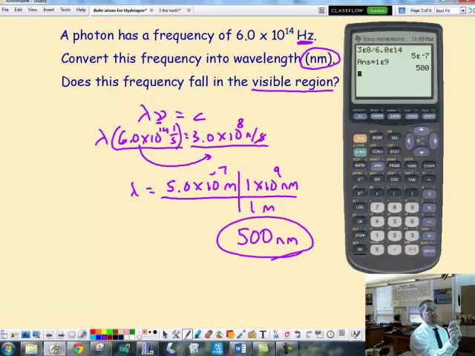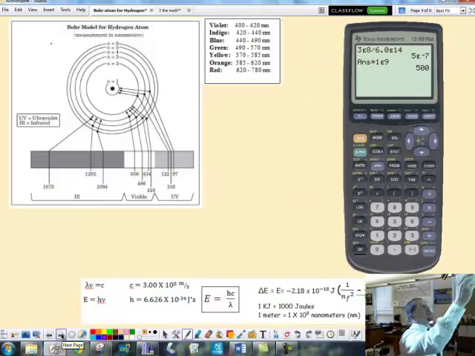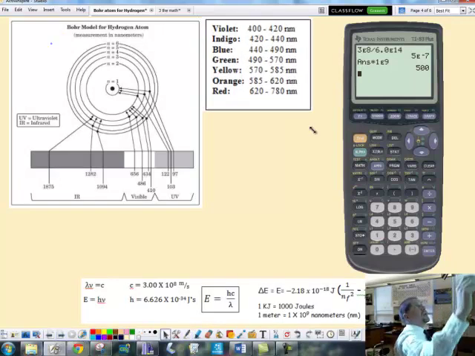Is it within the visible region so that my eyes can detect it? And then I'm going to add some other things here. But you can see this right here. So this chart is the visible spectrum in nanometers.